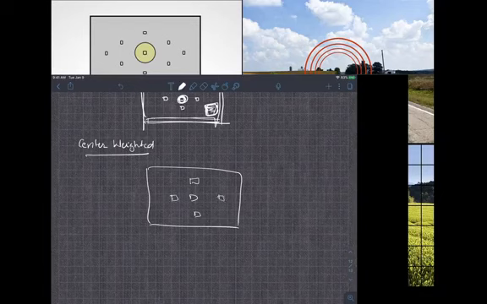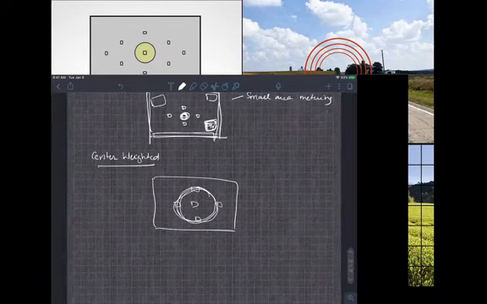Center weighted takes readings from a large area in the center of the frame, but it puts more weight on subjects which are closer and closer to the center of the frame, right? So if something is here, that will influence the meter reading less. If something is in the middle, it'll influence it more.